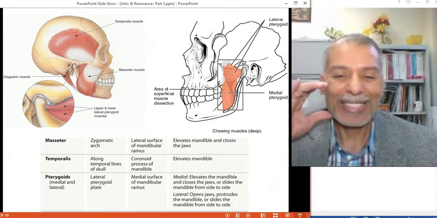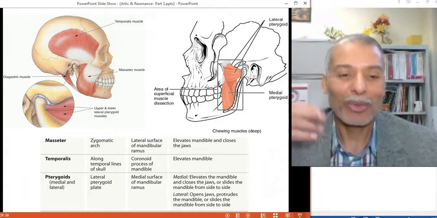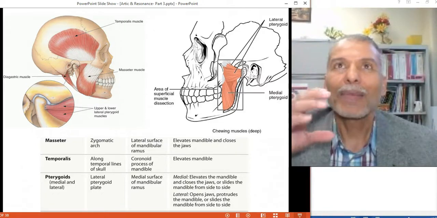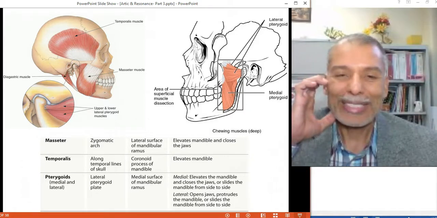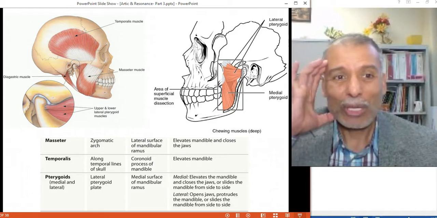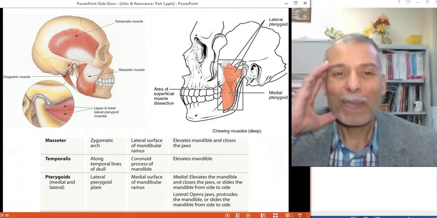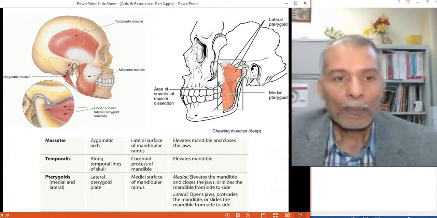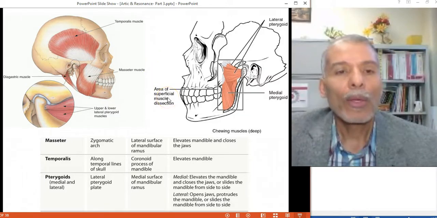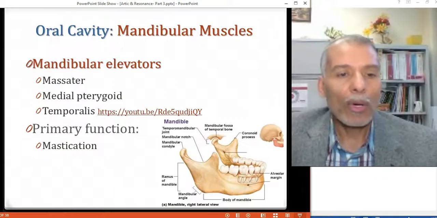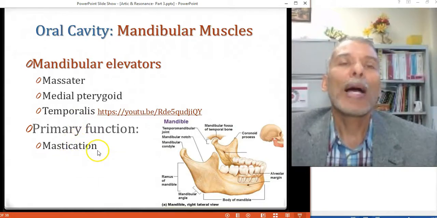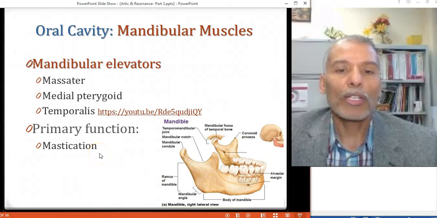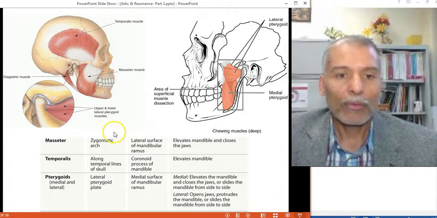Imagine having a nut to crack with your teeth. I hope you do not do that. Or look at, say, monkeys or gorillas when they bite and crush things. That is what gives you the power of crushing things and biting hard on something. Okay, so the primary function of this is to elevate the mandible and contribute to mastication. They enable us to crush food and to grind food.